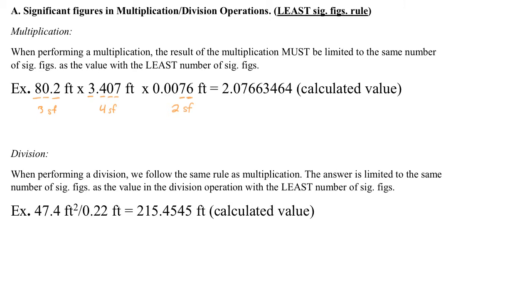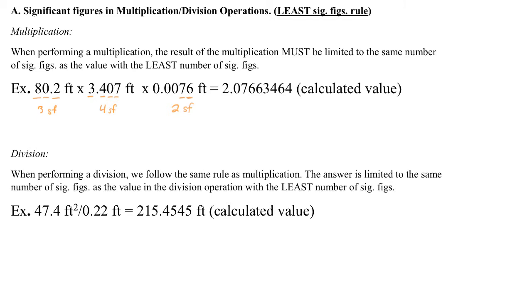This is the rule that we use for multiplication type operations, and it goes like this. We round our calculated value down to the same number of significant figures as the term with the least number of significant figures. So in this example, we have 3 terms. We have 3 significant figures in one, 4 in another, and 2 in the last term. So how many significant figures should we round our calculated value to? If you said 2 significant figures, that's correct. We need to round our calculated value down to 2 significant figures because that represents the term that has the least number of significant figures.